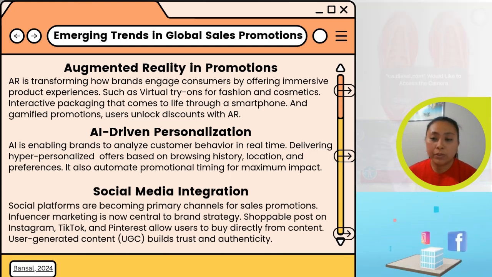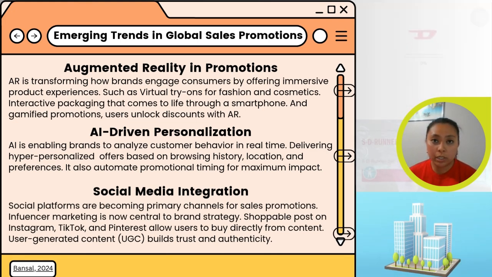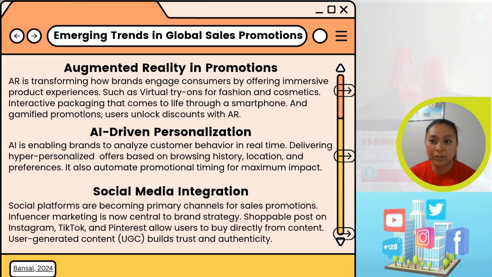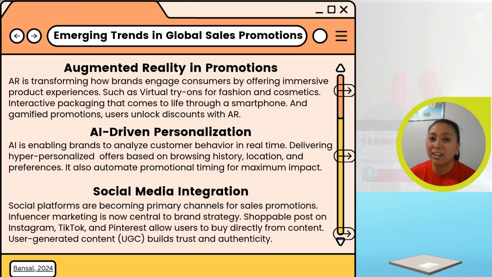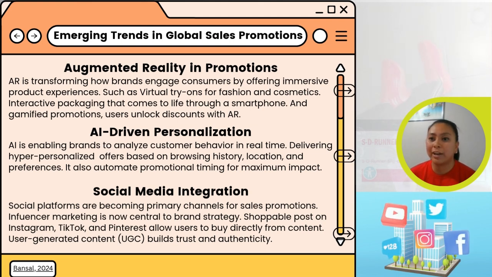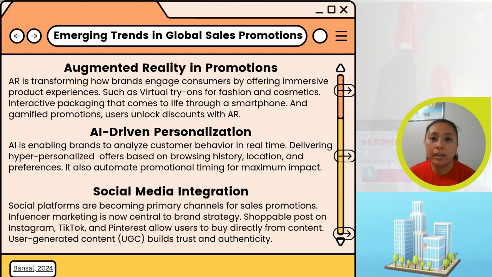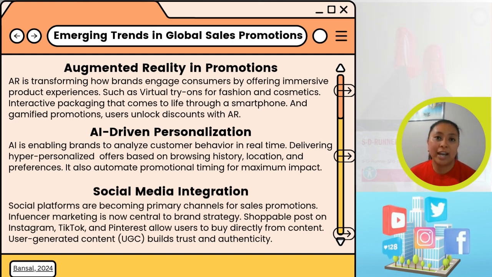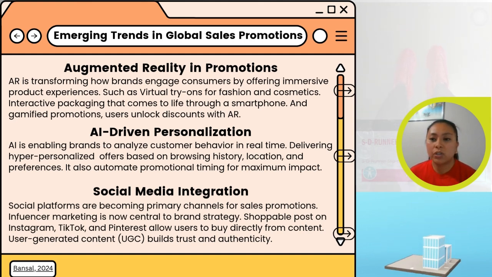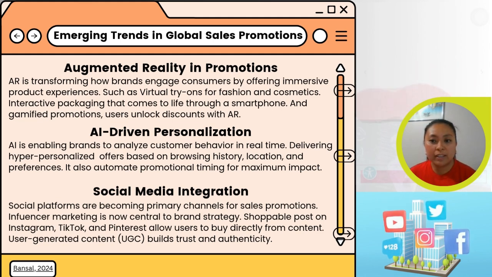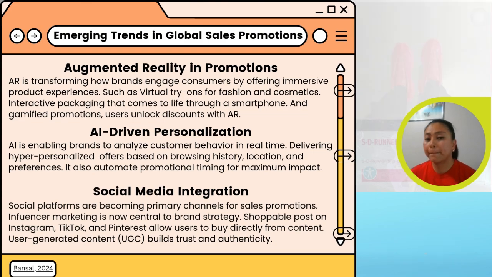And finally, social media integration. Platforms like Instagram and TikTok are now central to global promotions. It's not just overrated, it's really effective. With influencer marketing, shoppable posts, and user-generated content, brands can build trust and drive sales directly through social channels. These trends aren't just innovative, they're becoming essential for brands that want to stay competitive in a global market.